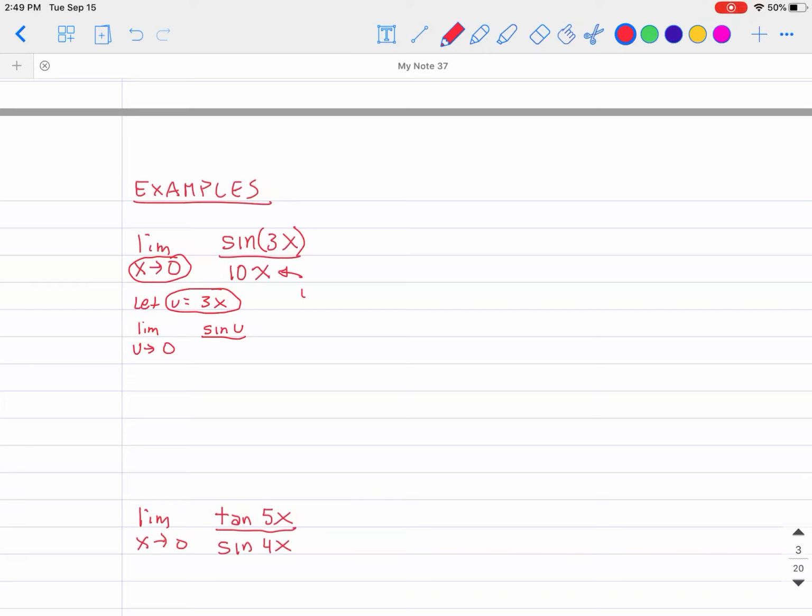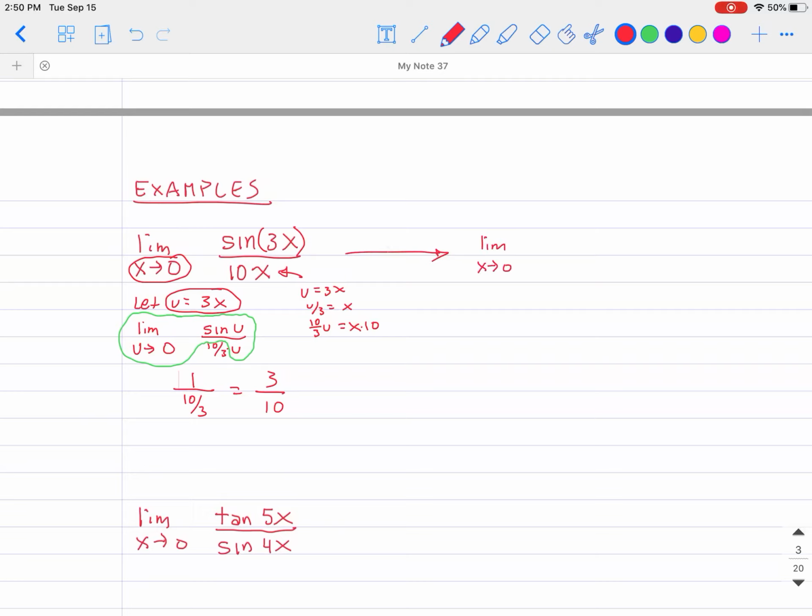The top part would then read sine of u. The bottom part, we have to figure out what the replacement is. Since u is equal to 3x, that means u divided by 3 is equal to x. So x times 10 is equal to 10/3 of u. That would be my replacement on the bottom. Looking at what we have, if you look closely enough, you'll see that this is the part we're really looking for: limit as u approaches 0 of sine of u over u. That, as we said, is equal to 1. So my answer should be 1 over 10/3, and the reciprocal of that is my answer, which is 3/10.